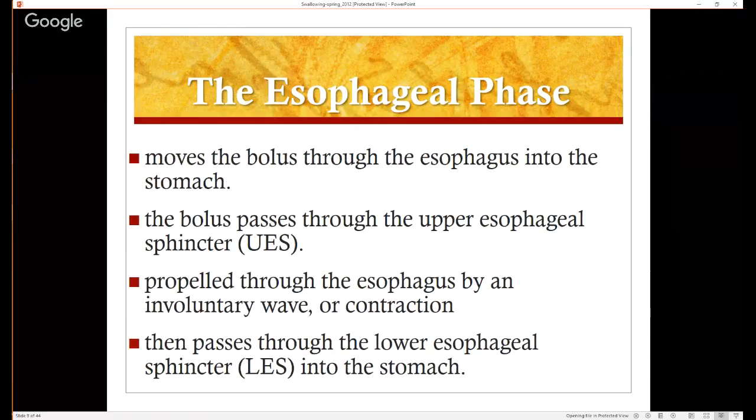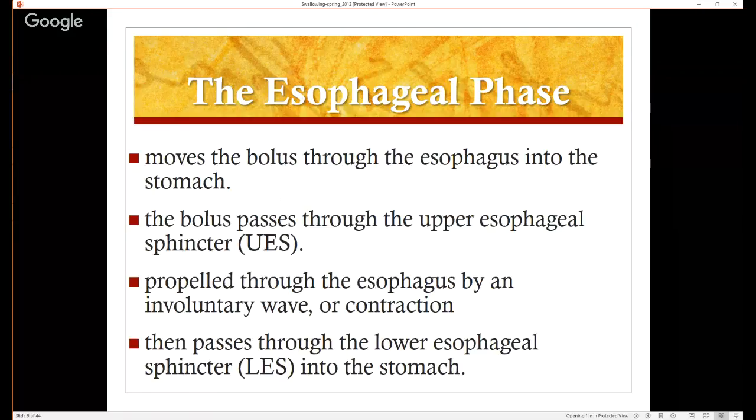During the esophageal phase, the bolus is going to be moving through the esophagus into the stomach, and the bolus passes through the upper esophageal sphincter, is propelled through the esophagus by an involuntary wave or contraction, and then passes through the lower esophageal sphincter into the stomach. Obviously, breaking down the swallow into these different phases makes us look at all of the intricate parts that have to be working together to make the swallow effective.